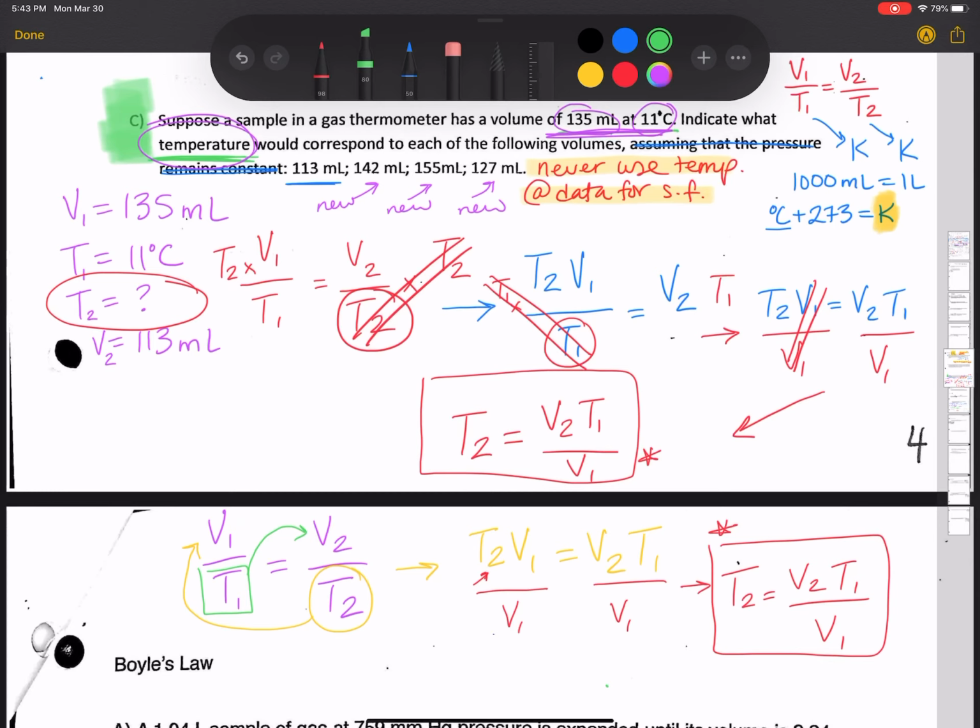Please notice that I'm dealing with V1 next to T2 and V2 next to T1. And I'm dealing with T2 next to V1 and T1 next to V2. Those little subscripts don't match.